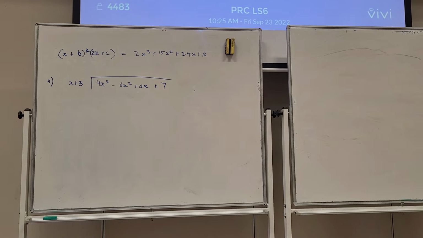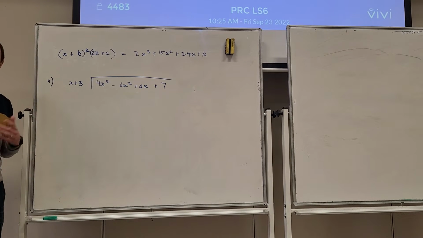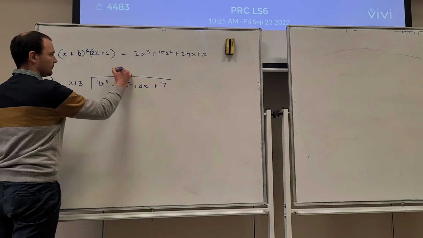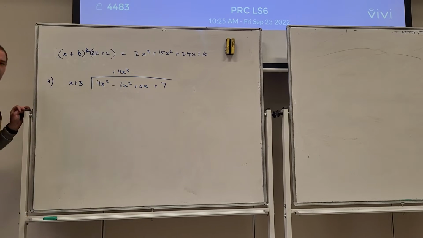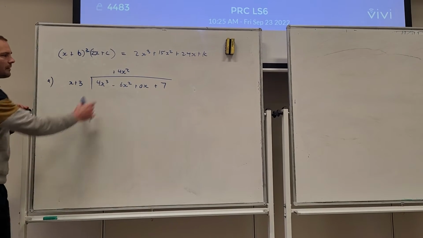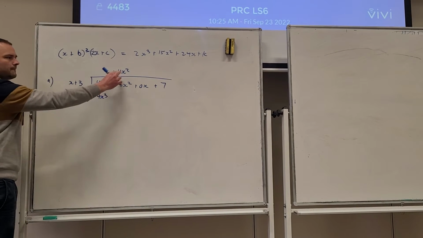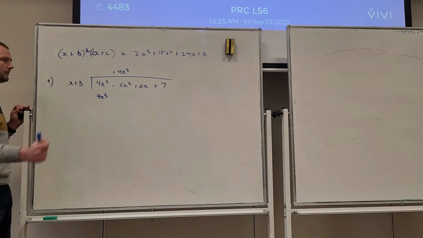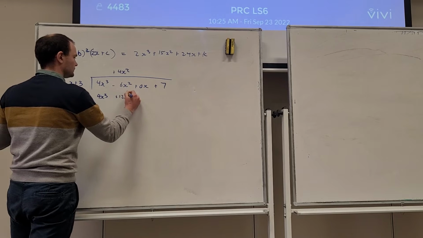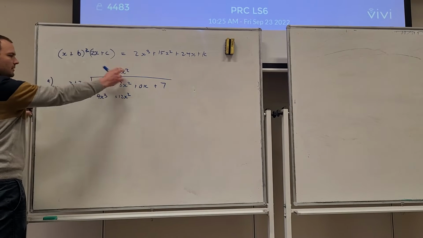And then we go, what do we multiply x by to get 4x to the power of 3? And the answer is positive 4x squared. So we're going to put that above the x squared column. That's what we multiply to get 4x to the 3. We go 4x squared times x gives you 4x to the 3. 4x squared times positive 3 gives you positive 12x squared. So we've done that one times that one times that, and we've written it here.